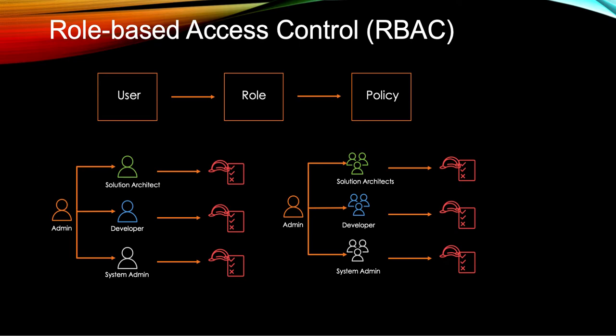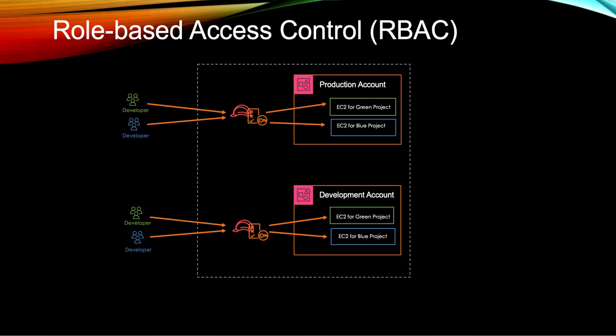Now what will happen if you have developers and they are working in two different projects, one is the green project, one is the blue project, and they need access to EC2 resources based on their project. If I just have one developer role which has the same permissions for all the developers, then it will be difficult for me to segregate so that developers can access only resources which belong to the green project, because the role gives permission to all the resources since it has the same permission set.